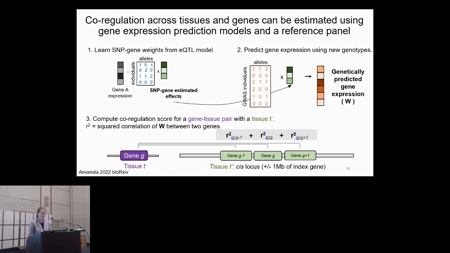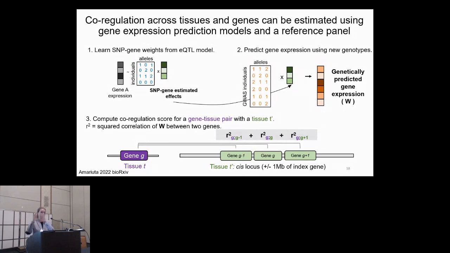In that sense, for every gene tissue pair, we take the sum of the squared correlations of genetically predicted expression, this vector W that I've shown in step 2, across individuals. For the genes within a cis locus, empirically we use ±1 megabase, and then we compute this with each separate tissue in turn.